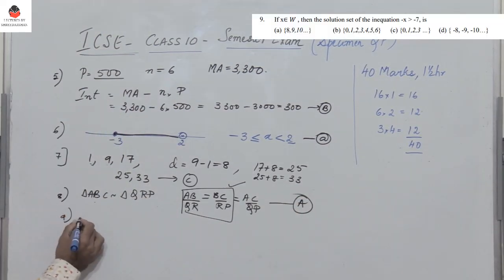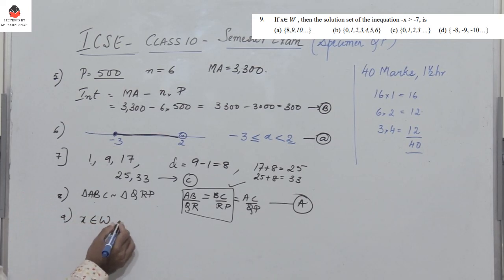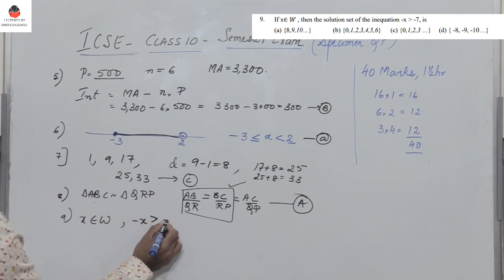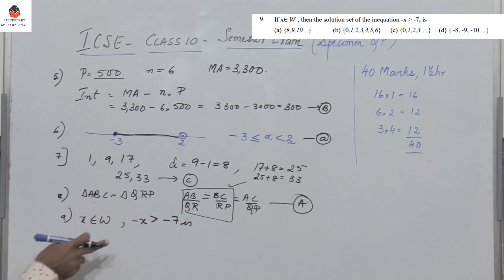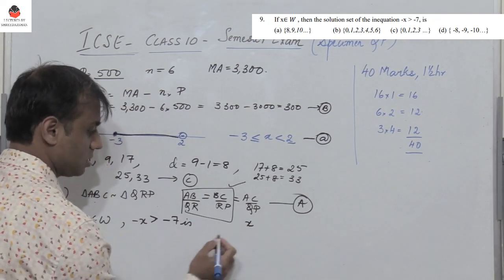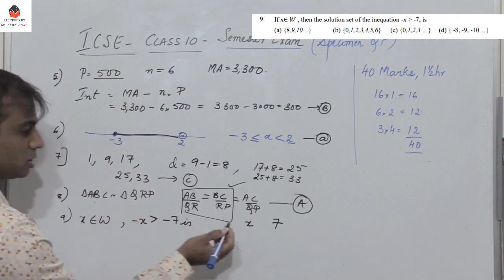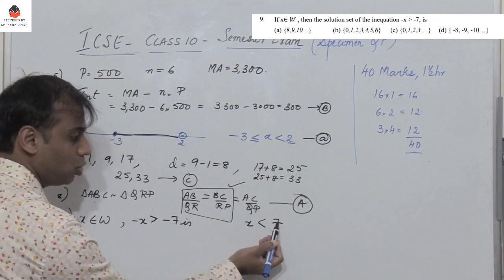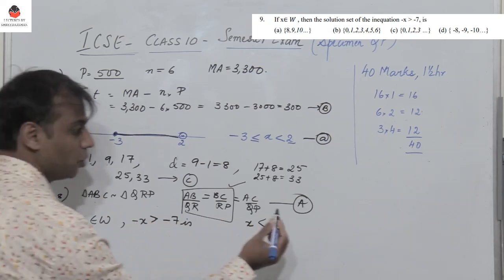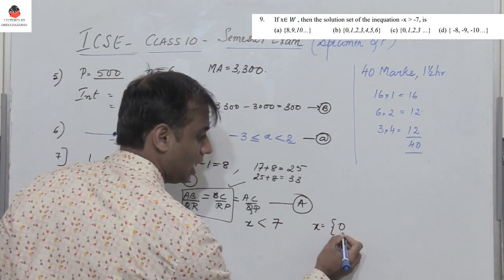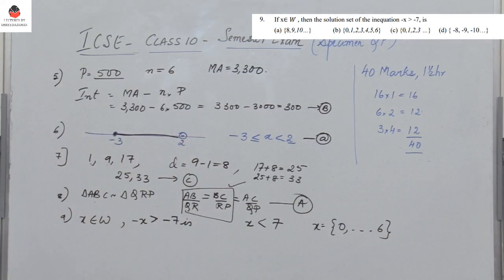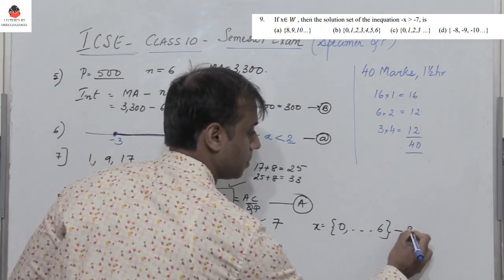Ninth one. If x belongs to W, whole numbers, then the solution set of the inequation minus x greater than minus 7 is. Now if I multiply the whole inequation by a negative sign, then I get x less than 7. Now what happens to this? The sign gets interchanged. So therefore, the value of x has to be less than 7. But x also belongs to W. So therefore, x will have numbers varying from 0 to 6. Now check all the options. The right option is option B.